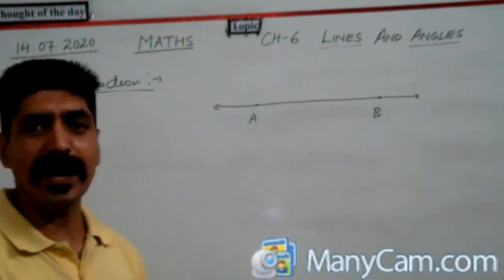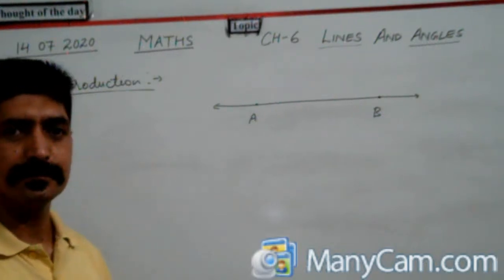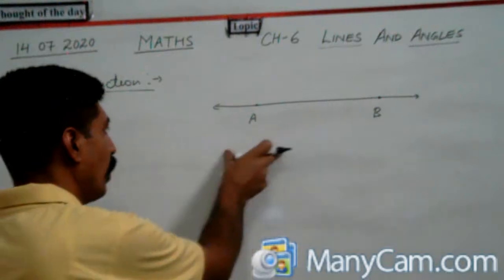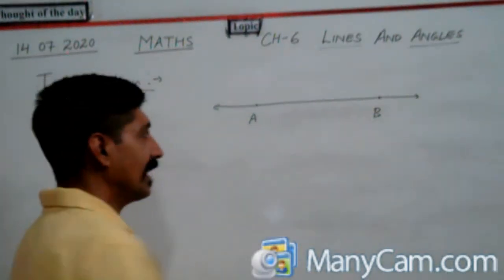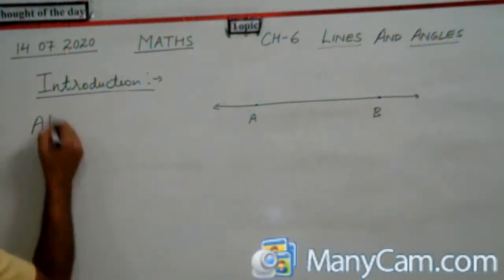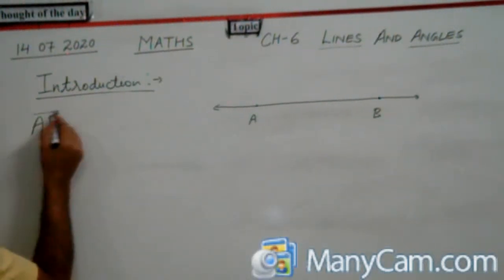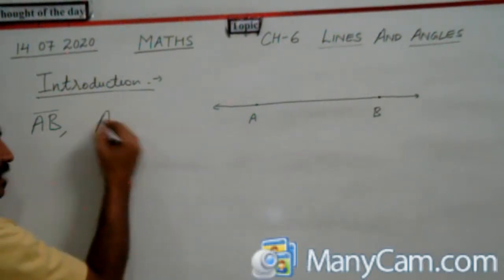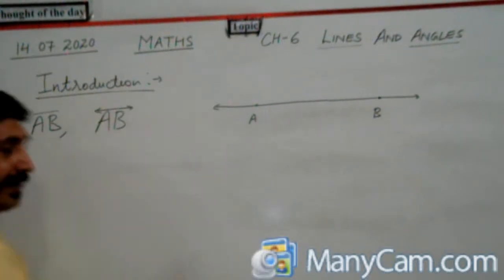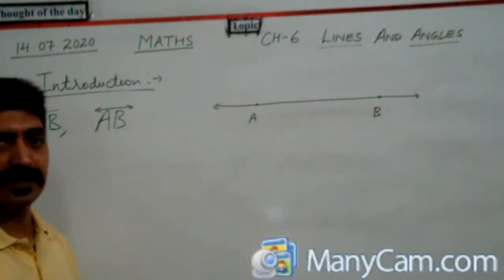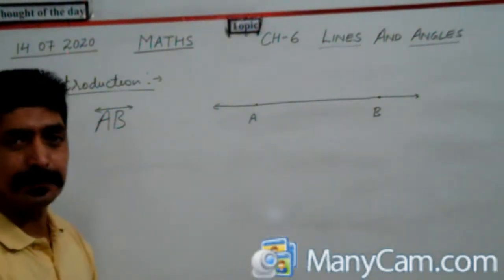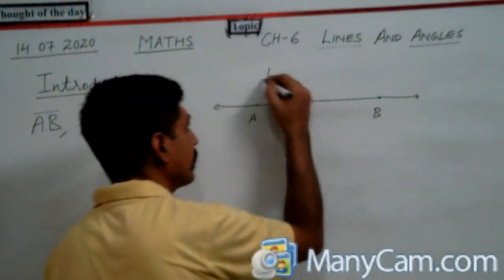any point we denote with a capital letter, right? And if we want to write the line segment AB, then this is the way to represent the line segment, with a bar, whereas a line is represented by AB with arrows on both sides. Now this line is the horizontal line.